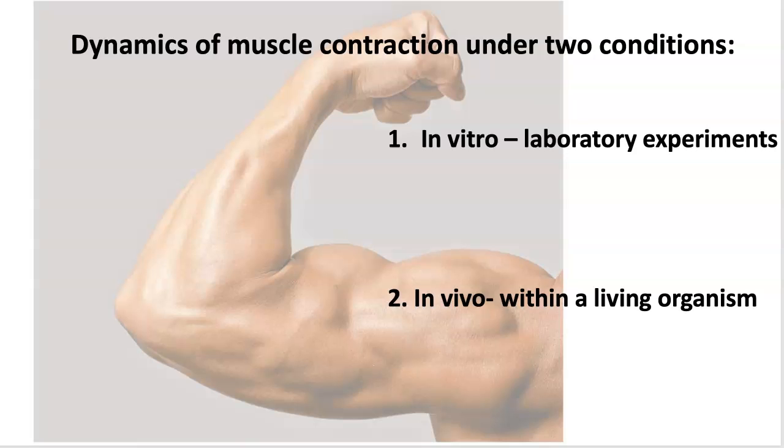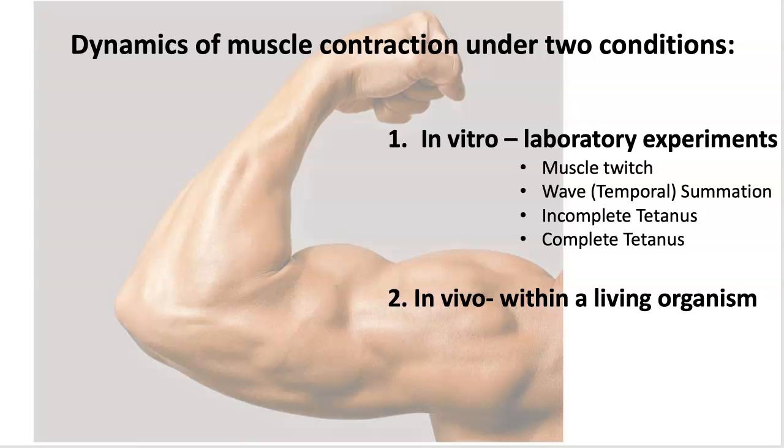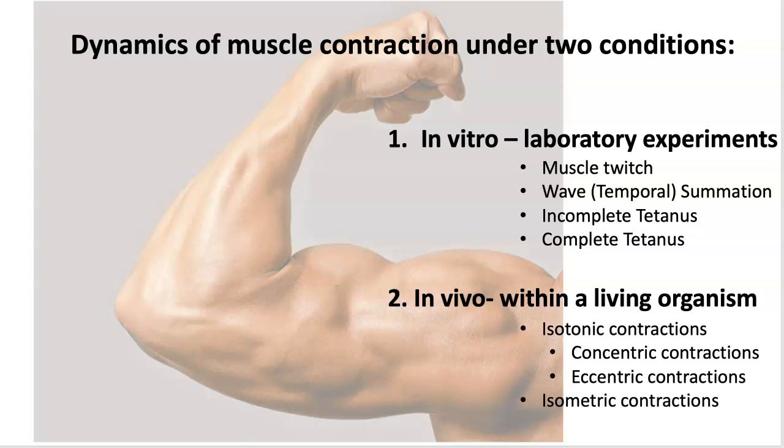In this video, I'm going to show you the dynamics of muscle contraction under two conditions. One, in laboratory experiments, and two, how it works in our living body. I just want to clarify that from the start, because a lot of what you talk about with muscle contraction, like a muscle twitch, wave summation, and tetanus, are laboratory conditions. These are conditions that we can see in a laboratory through experimentation that gave us the knowledge to understand how muscle works compared to the way that muscle works in a living person.